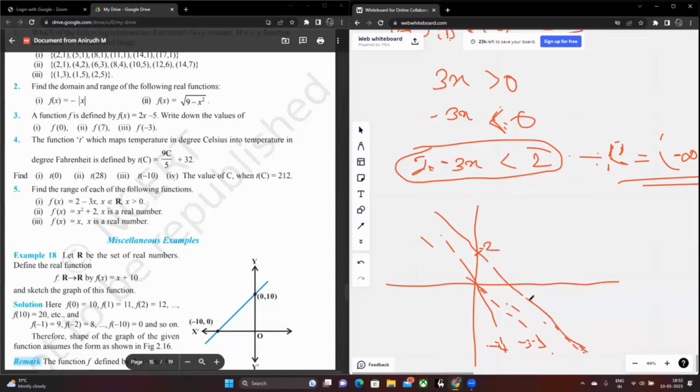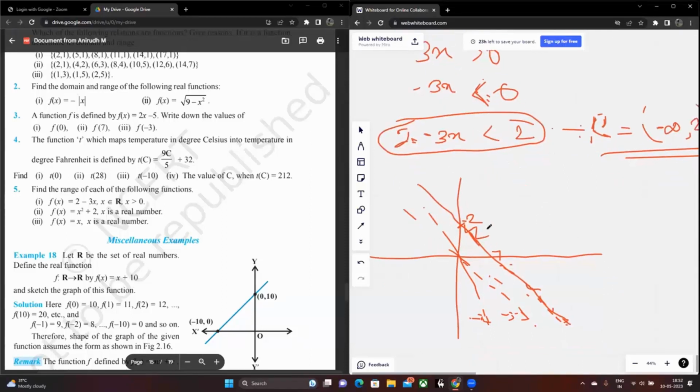Ignore the dashes over here. These are all filled. There's no discontinuity of any sort. And so 2 minus 3x is less than 2 means this part of the function, the real line.